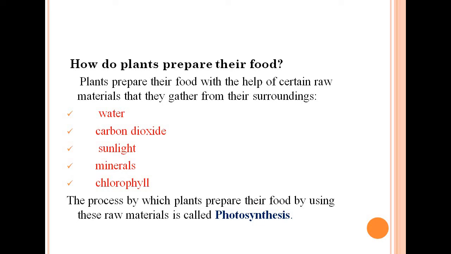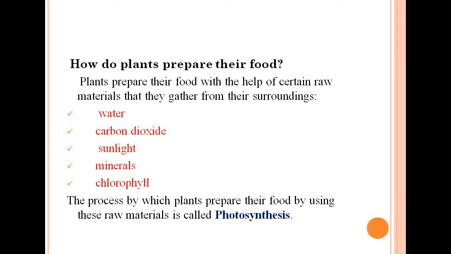Sunlight is very important to perform the process of photosynthesis. Now, the fourth one is the minerals. As the water is taken in from the soil by the roots, in the same sense, minerals are also taken up by the roots from the soil. It is also important for the process of photosynthesis.